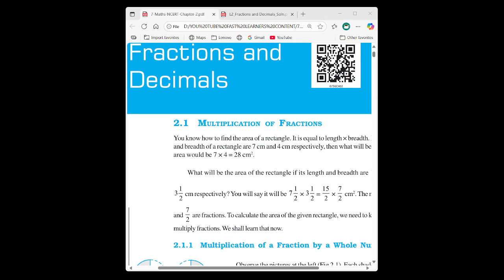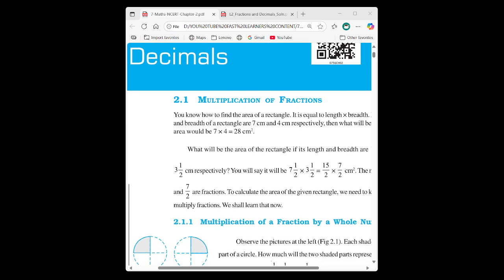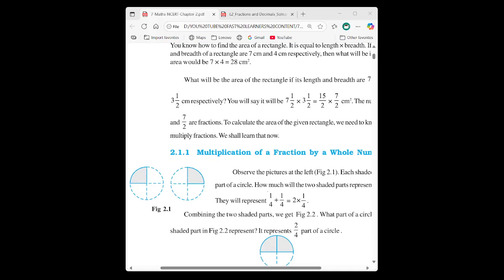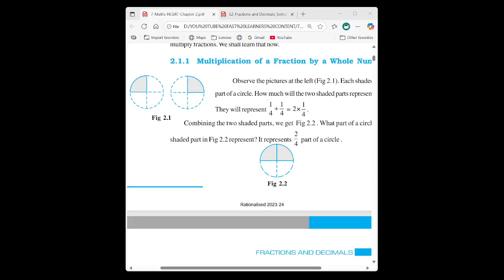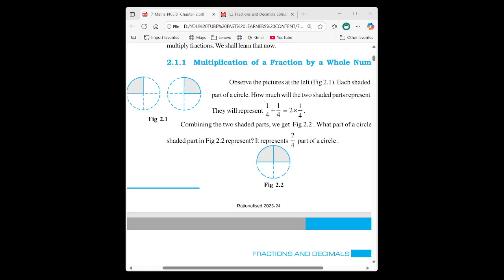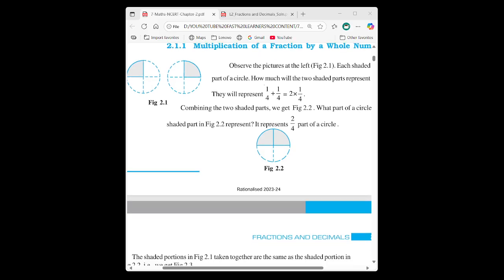Now let us see fractions and decimals. You have learned this chapter in class 6, and here we are going to see multiplication of fractions. See, multiplication of a fraction by a whole number. Let's see here, 1 upon 4 is given, and this is another 1 out of 4. So this one and this one, it makes 2 times 1 upon 4, that makes 2 out of 4.